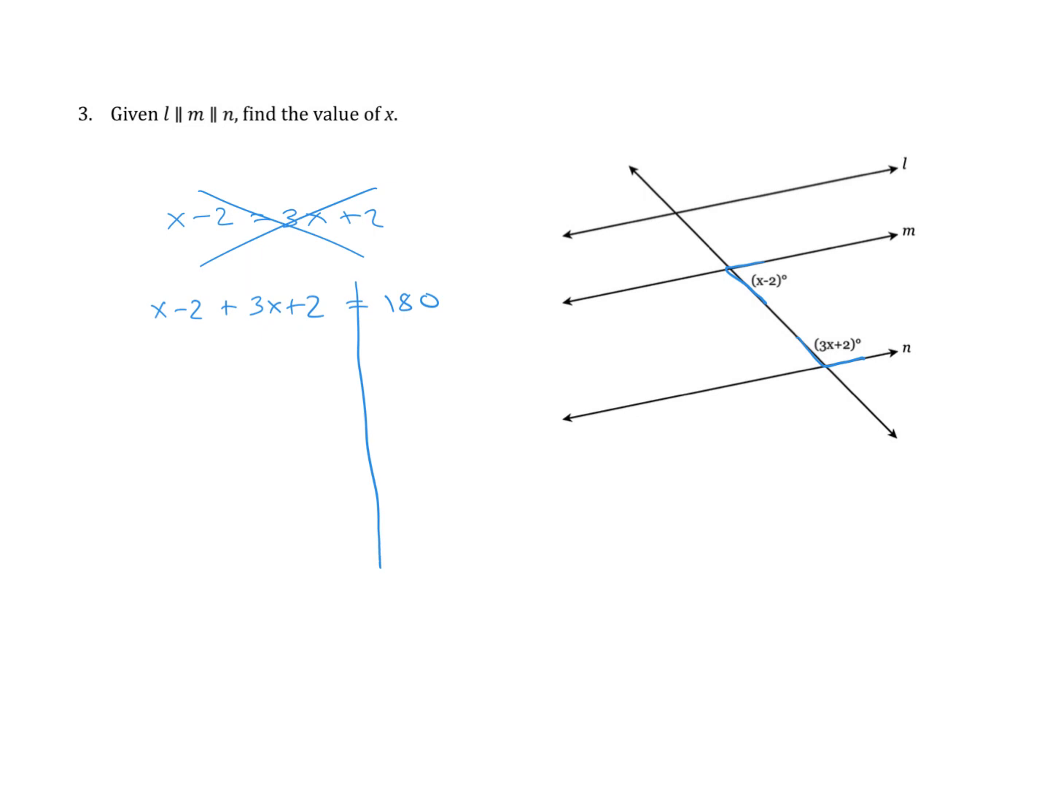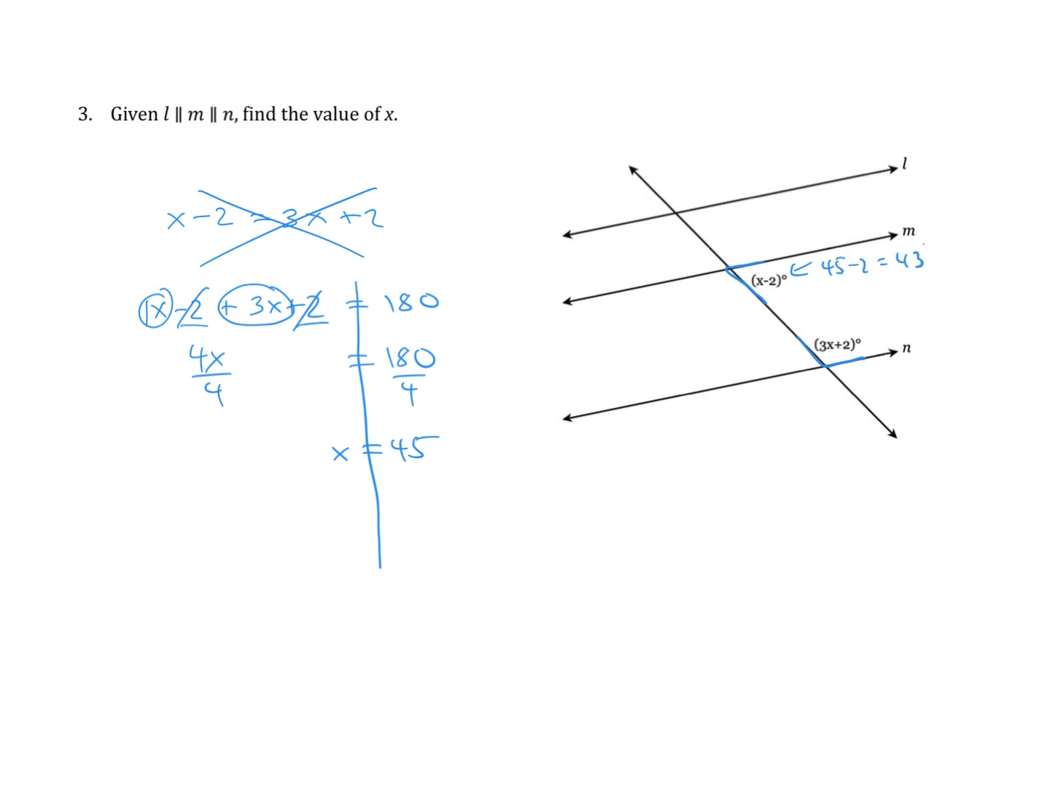Now I'm going to simplify on the left side by combining like terms. I can add x and 3x and get 4x. Remember, this is 1x. Now minus 2 and plus 2 make 0, so those are going to cancel out. So I get 4x equals 180, and I divide both sides by 4, and I end up with x equals 45.